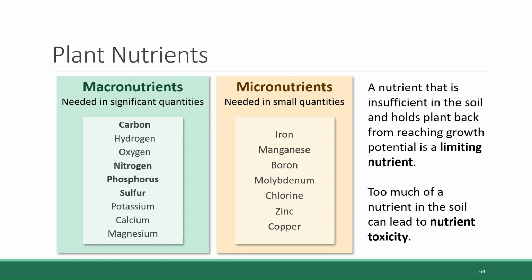On the other hand, it's also possible to have too much of a nutrient in the soil, and when this happens, it can lead to what's called nutrient toxicity, essentially a poisoning of the plant, and it hurts the health of the plant and stunts the plant's growth.